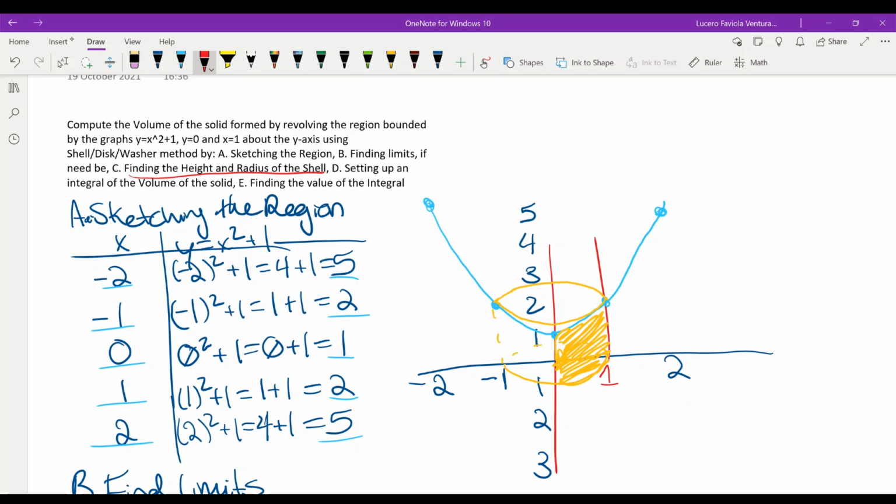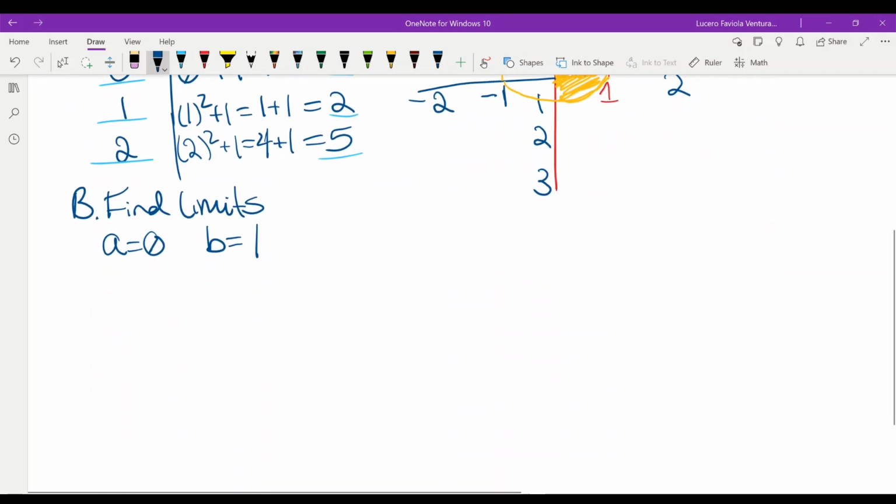Now part C asks us to find the height and radius of the shell. So I'm just going to rewrite that. Now the reason that your limit is at 0 is because it's revolving around the y-axis. So it has to be 0. That's where your function starts and ends, between 0 and 1.